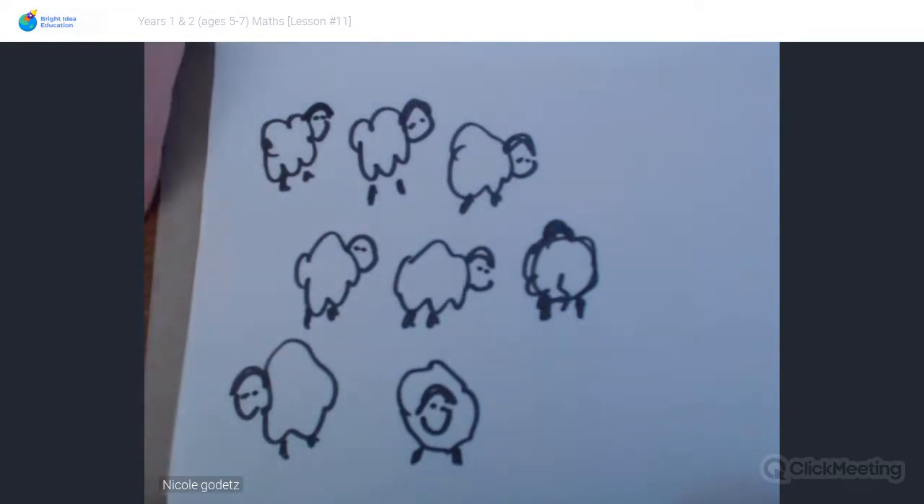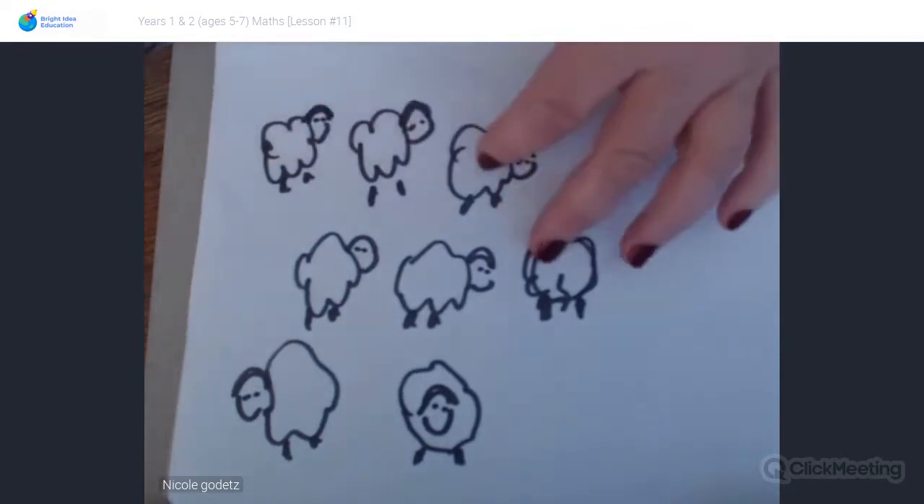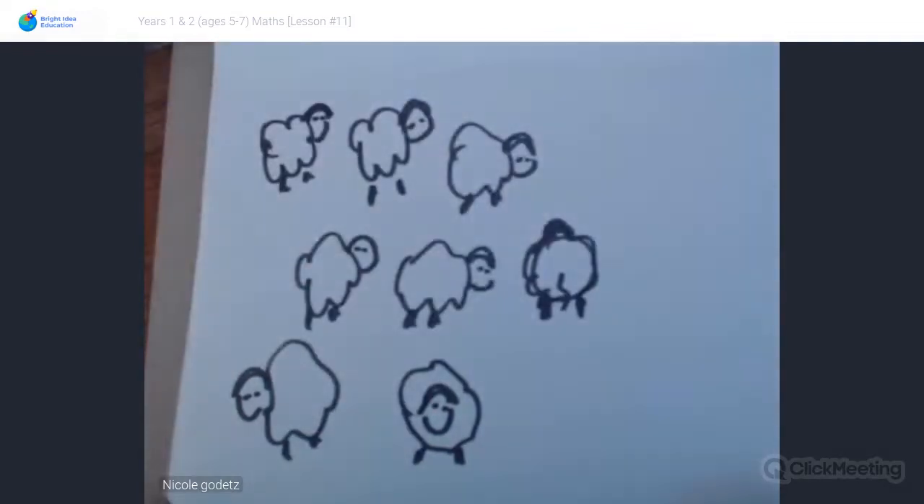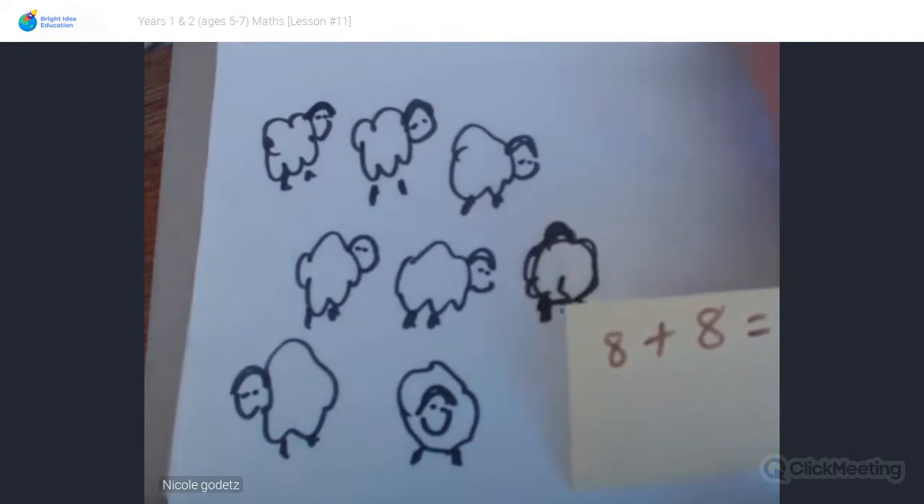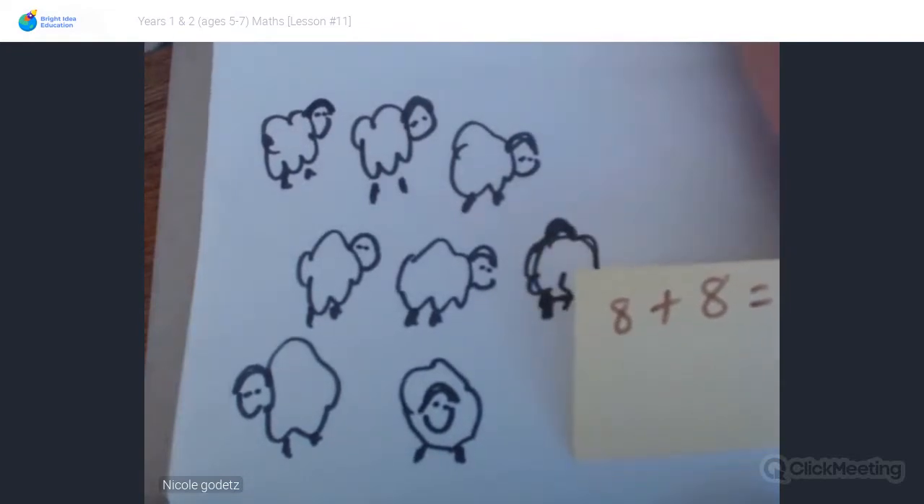If this is half, because the other half have all run away, and we're going to have to get the sheepdog out to find them. If this is half, 2, 4, 6, 8, what is the whole? So this is half, what is the whole? So we need to be thinking, what is 8 plus 8? Double 8. Some people are answering already.